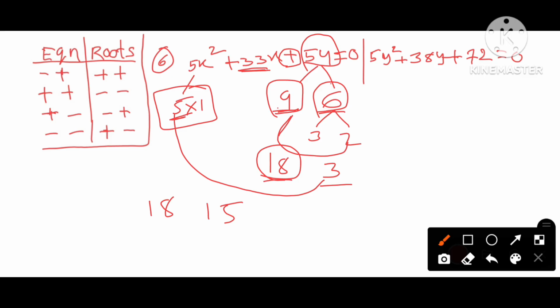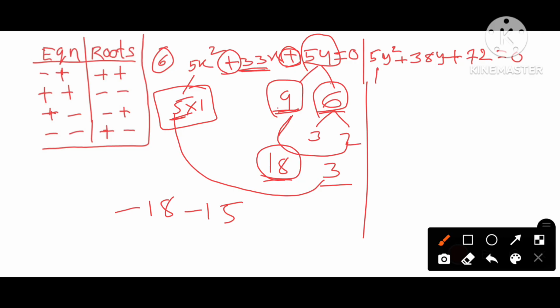Always take the bigger root first, which is 18. Here the sign we see is plus, and plus means both the roots are negative. Okay, now we are going to see the question number second equation.